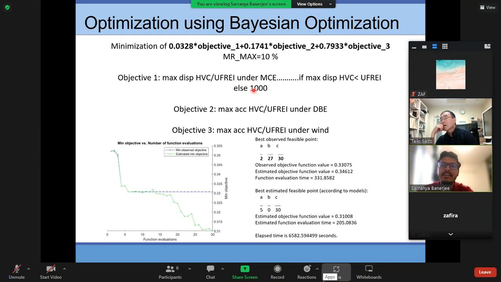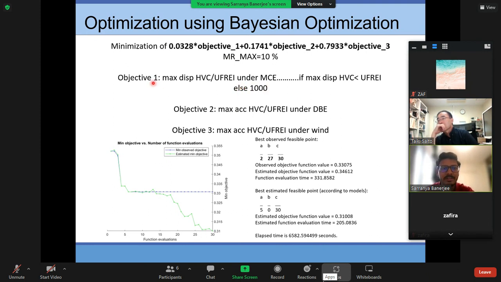Because if it is the very large value of 1000, it will not converge, it will not give you the minimum objective result. By doing this, I am neglecting any possibility of increase in the displacement of the base structure under the maximum considered earthquake hazard. So this objective will ensure that even if there is not much reduction, there will be no increase either. So I have included this kind of objective.